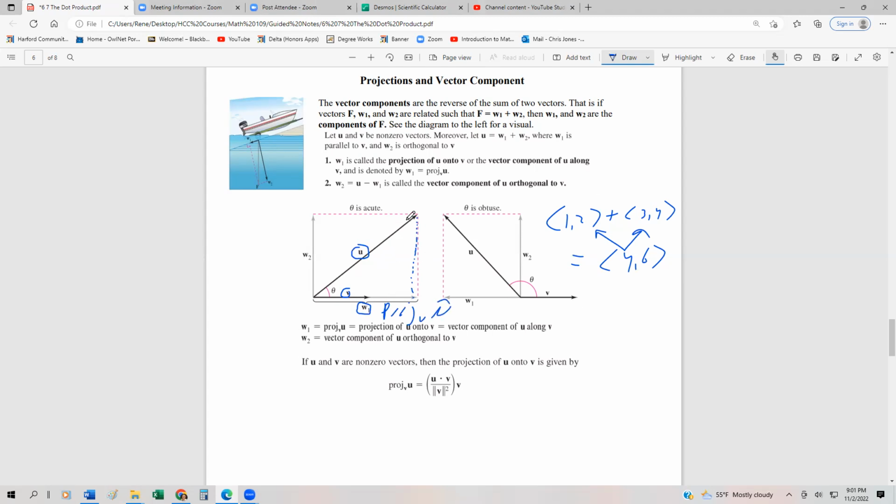We're taking a vector and laying it on top of another vector so that it goes in the exact same direction. Now this other vector, w2, is going to be orthogonal to w1, which is the projection of u onto v. I'm sorry, the other way around, u onto v. I know when you write it, it should be v first and then u.